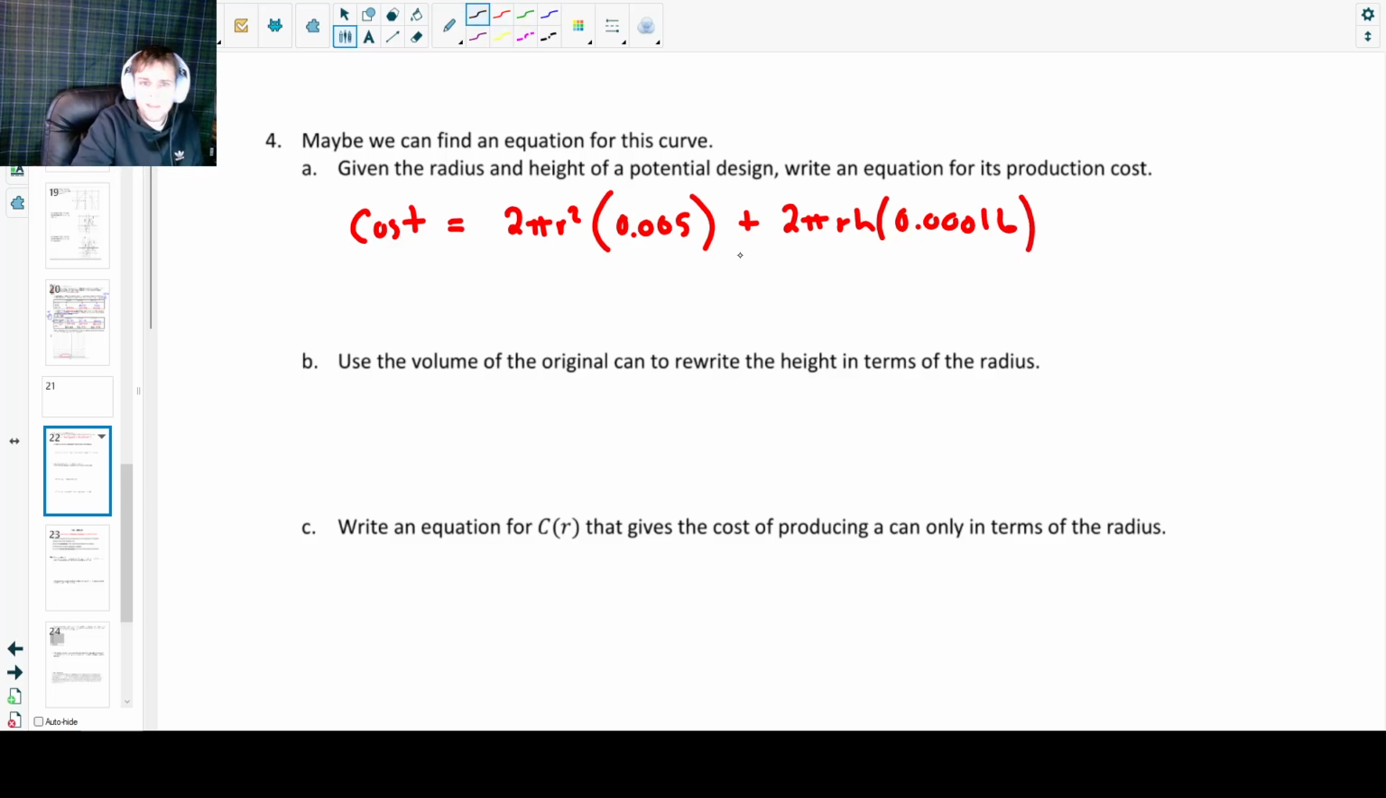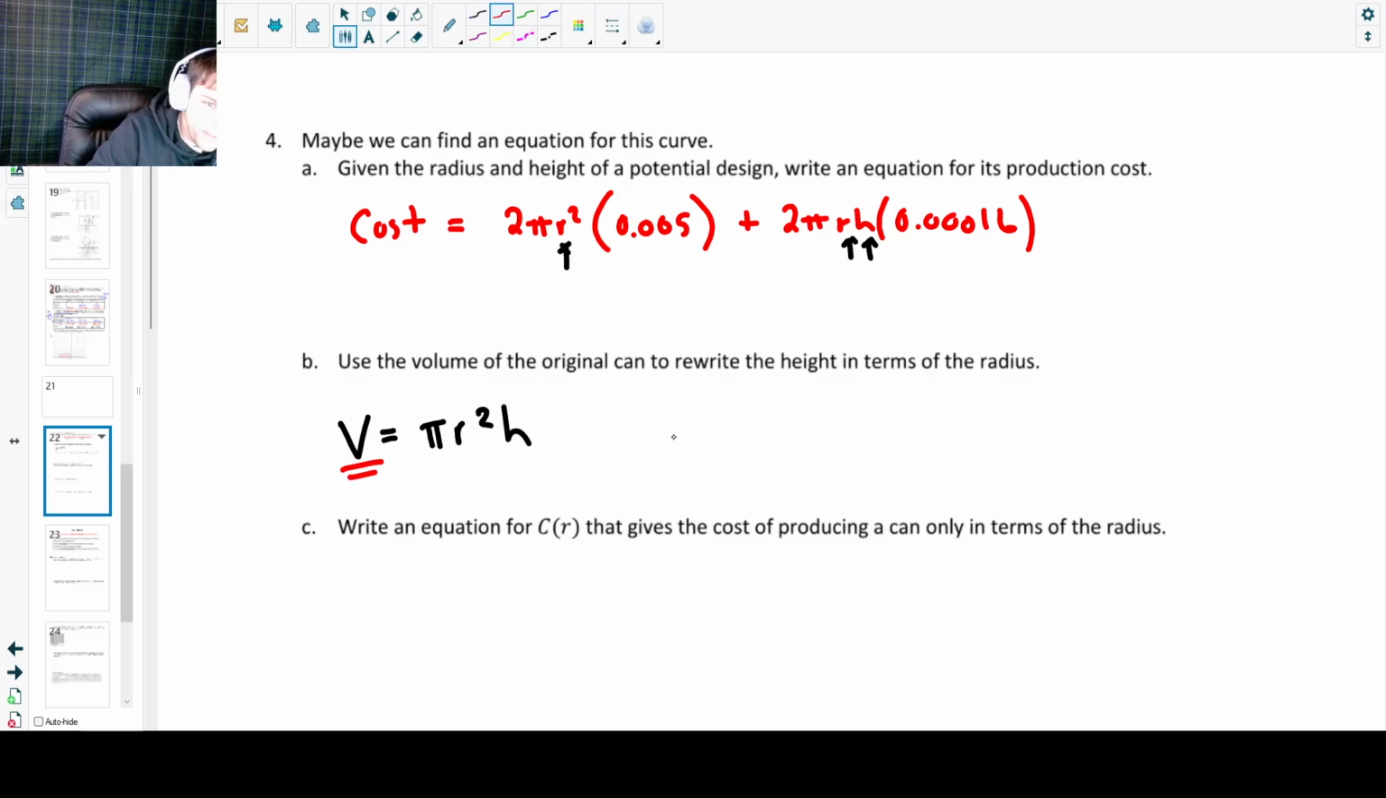So here's a cost function for us. Our cost is going to be based on a few things, though, right? It's going to be based on the radius that we have and the height. So we have two different variables, radius and height. Use the volume of the original can to rewrite the height in terms of the radius. So V equals pi r squared h. That's our formula for volume. We knew that volume was fixed. I'm going to make this a nicer number for us. So I'm going to say that it was 365 for our volume equals pi r squared h.